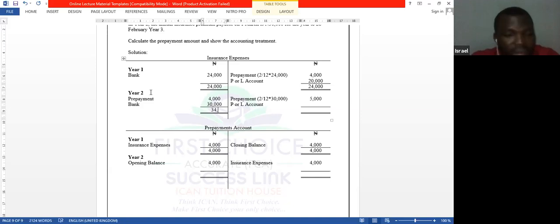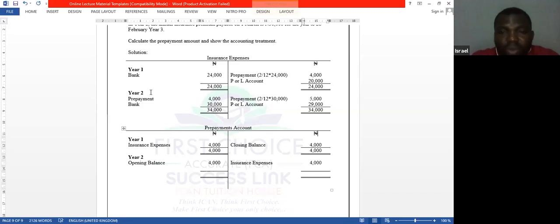Now you come to the profit or loss account. That's 34,000 minus 5,000, which gives us 29,000. Now 29,000 plus 5,000 will give us 34,000. What we have done is we have closed the ledger. So we need to close the prepayment ledger as well.